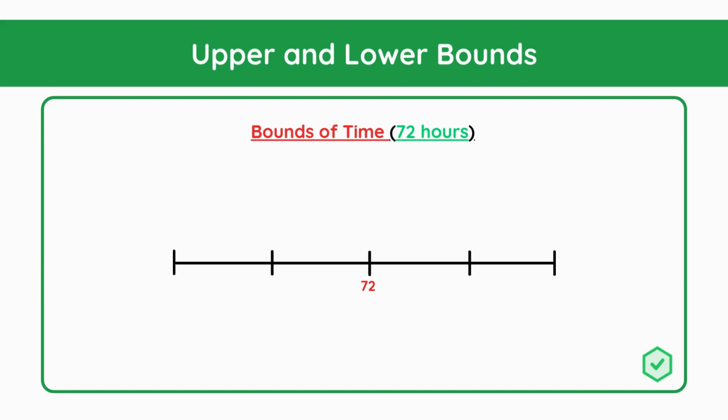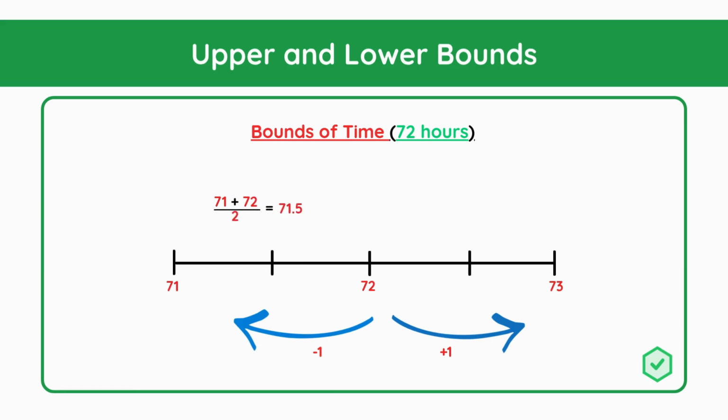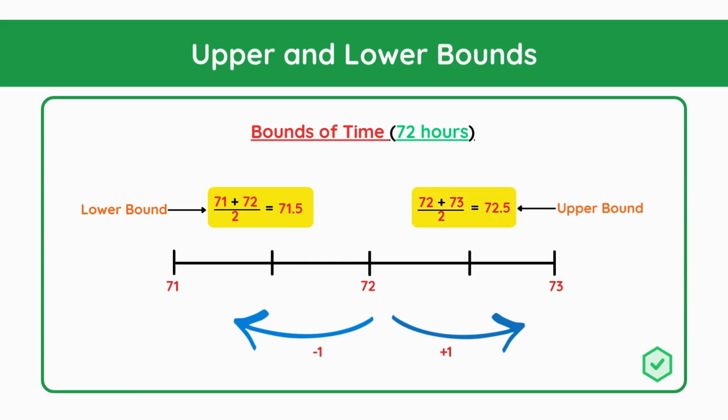Add 1 hour. 72 plus 1 equals 73. Subtract 1 hour. 72 minus 1 equals 71. The lower bound is the midpoint between 71 and 72. 71 plus 72 divided by 2 equals 71.5. The upper bound is the midpoint between 72 and 73. 72 plus 73 divided by 2 equals 72.5. So the lower bound of the time taken is 71.5 hours and the upper bound is 72.5 hours.